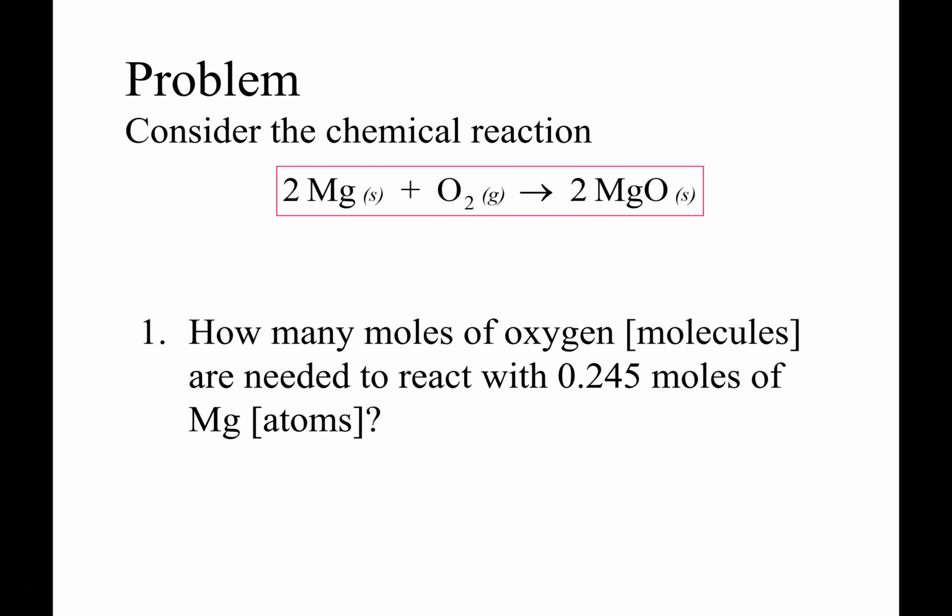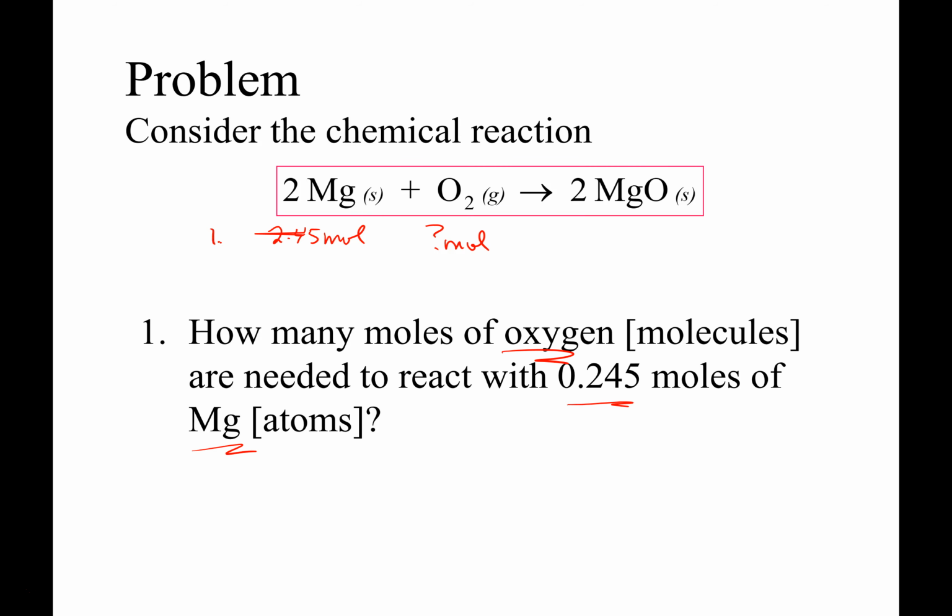So it says how many moles of oxygen, and remember the thing in brackets probably won't be there. So how many moles of oxygen are needed to react with 0.245 moles of magnesium? So I'd find my O2 and I would write question mark moles underneath there. And then I would find my Mg and I would write 0.245 moles underneath there. So that's the problem. That is the first problem.